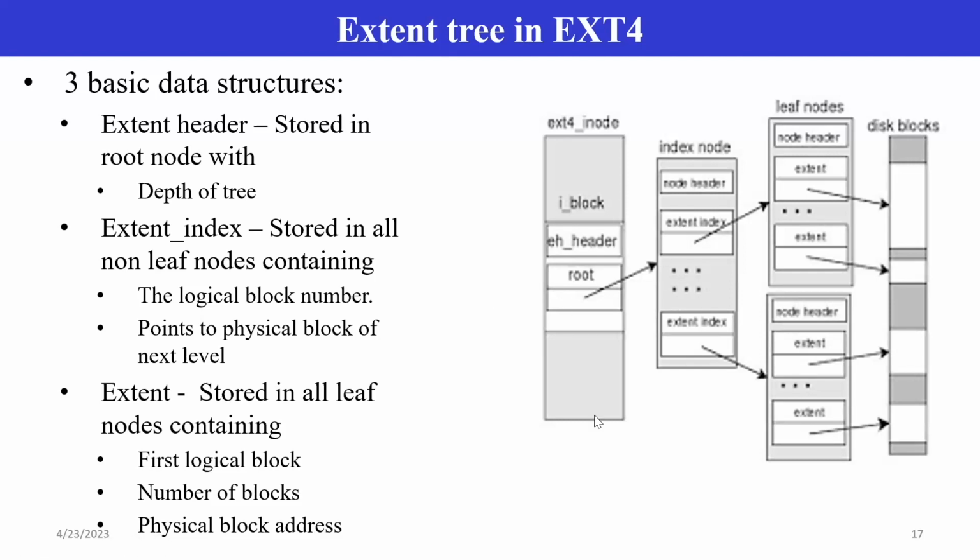Got a question: can there be multiple indexes? It depends on the depth of the tree. Sorry, I got the question wrong. What do you mean by multiple index nodes? Multiple indexes in a node? Yes, very much. It depends upon the block size. Suppose a block is 4K and each of your index data structures is 16 bytes, you have 4096 divided by 16 bytes. How much is that? 256. So you can have up to 256 entries.